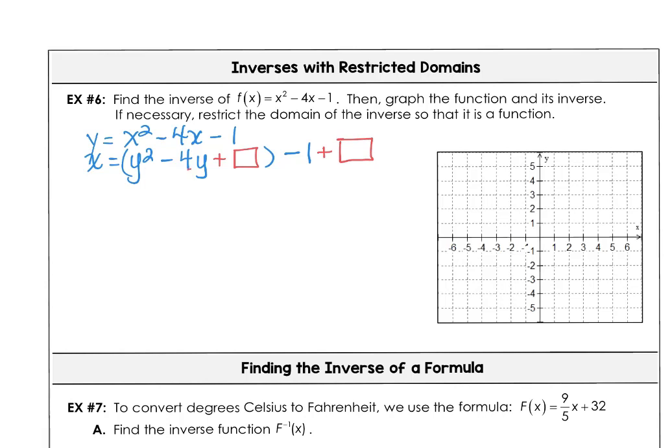Completing the square, if we take half of 4, that's 2, and 2 squared is 4. So if I add 4 here, I want to subtract 4 here.